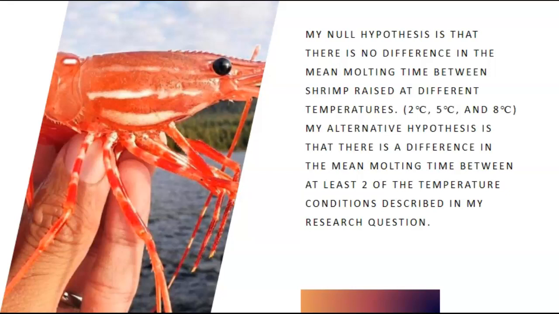In conclusion, my research question asks if there is a significant difference between the molting times of shrimp raised at these temperatures. Of the 173 subjects observed, the mean molting time is 77.67 days. This has a standard deviation of 27.88 days and a standard error of 9.29 days. This data was found using a 95% confidence interval and a level of significance of 0.05.